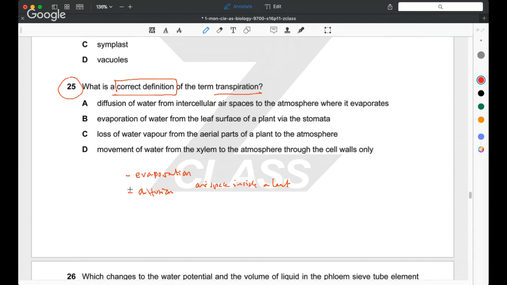So if you look through there, which one is it? Can't see it at the moment.